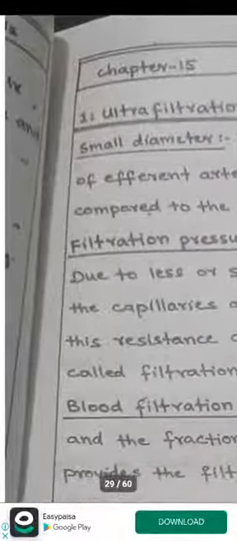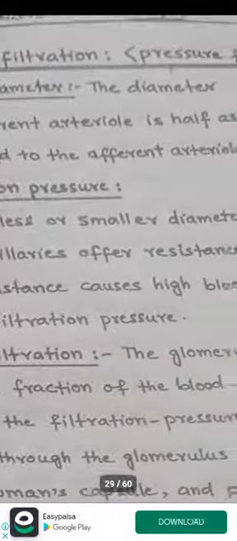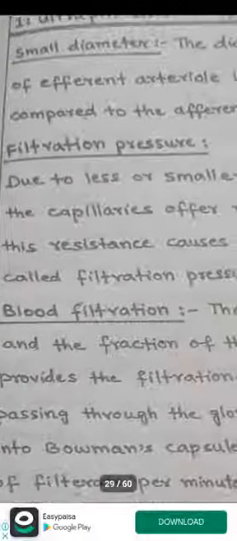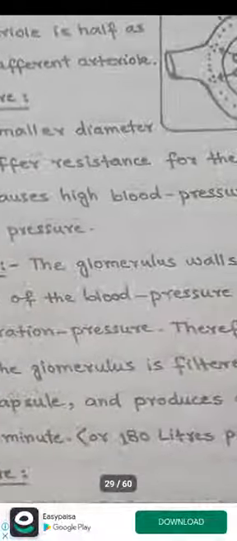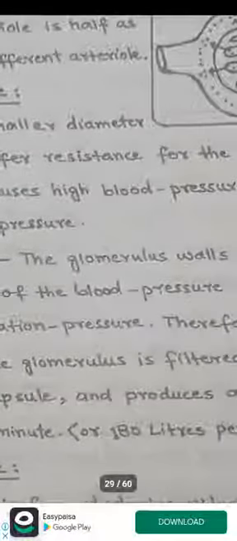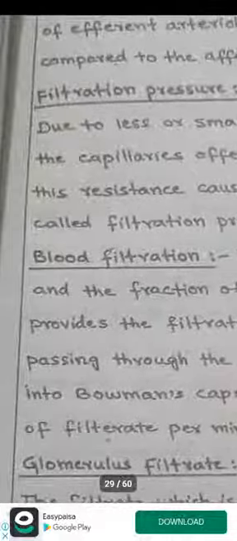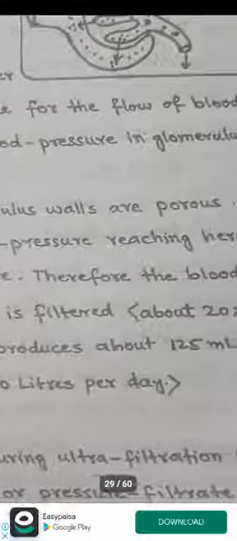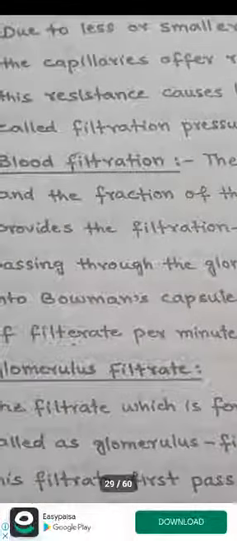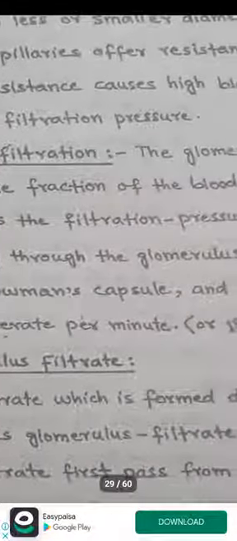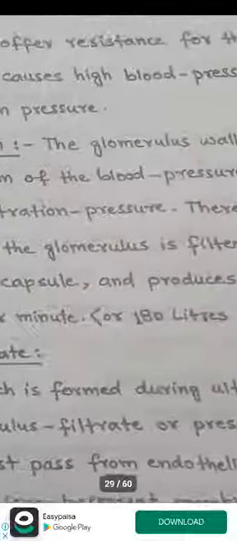Small diameter. The diameter of the efferent arteriole is half as compared to the afferent arteriole. Filtration pressure. Due to the smaller diameter, the capillaries offer resistance to the flow of blood. This resistance causes high blood pressure in the glomerulus, called filtration pressure.